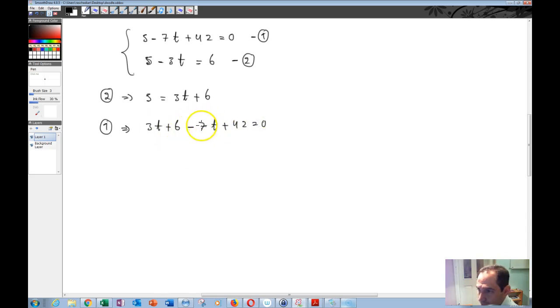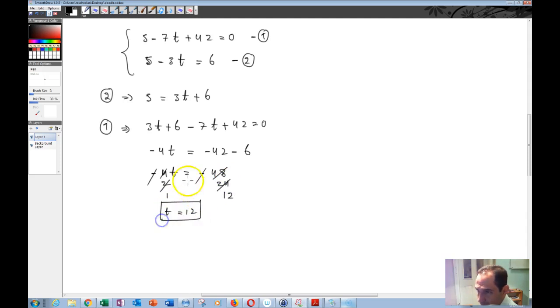And 3t minus 7t is negative 4t, is equal to negative 42 minus 6. So negative 4t is equal to negative 48, and you can simplify these negative signs and then divide by 4. You will get t is equal to 12.